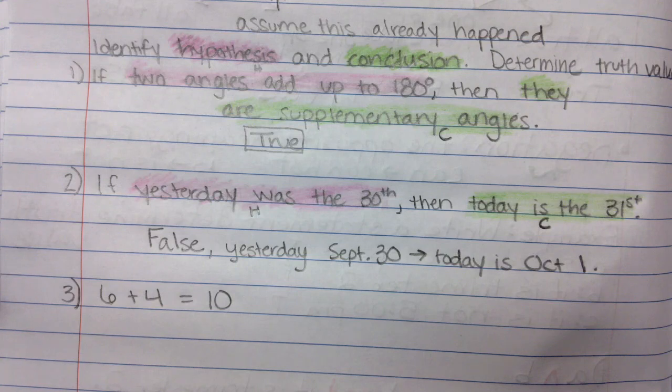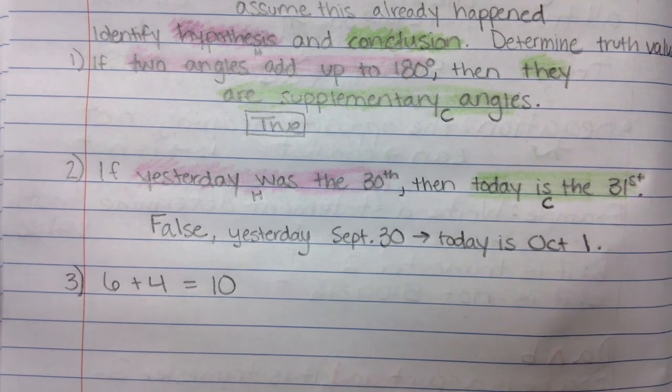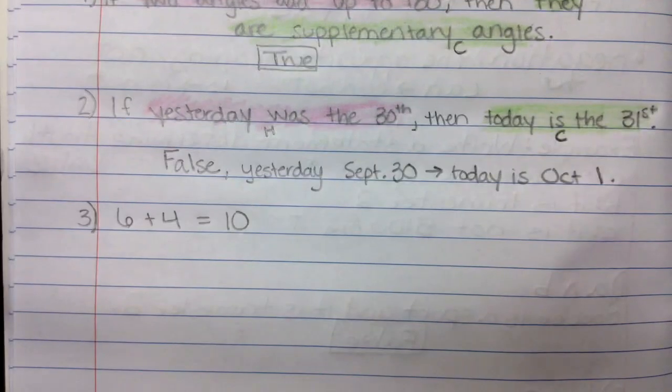Right now, we could determine that truth value pretty quick. But we need to write it in an if-then form, and we can think of it as kind of a before and after, or a first and second. What's the first thing we're doing in this mathematical sentence? Adding what? 6 plus 4.